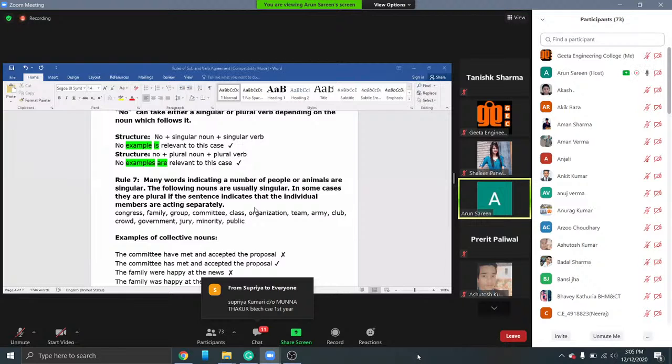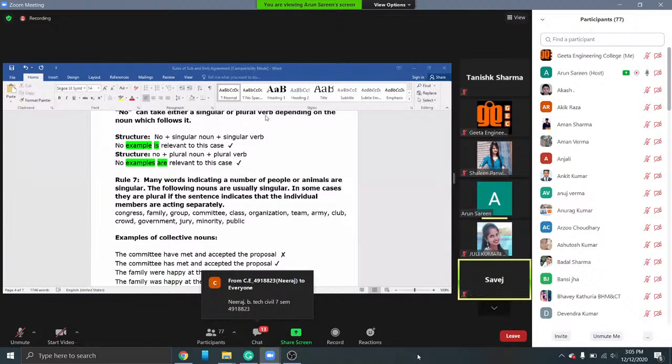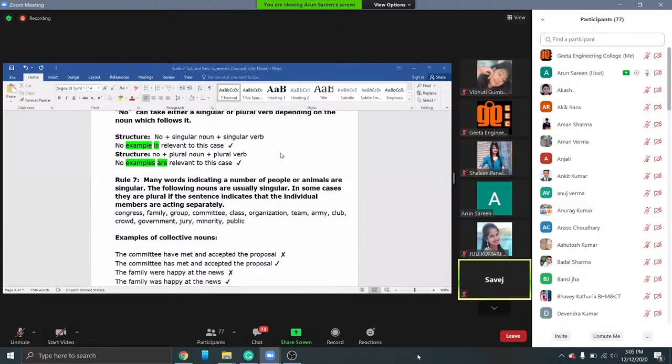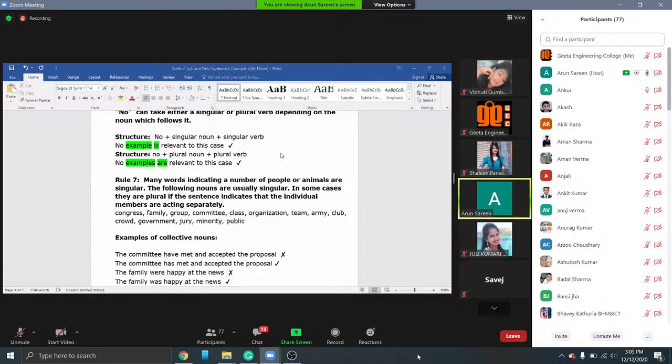The following nouns are usually singular. In some cases, they are plural if the sentence indicates that the individual members are acting separately. So here, what it is trying to tell us is that when we are referring to a group or a collective noun, we assume them as singular. But if we are referring to each one of them, then we will take them as plural. A collective noun means there are so many of them.